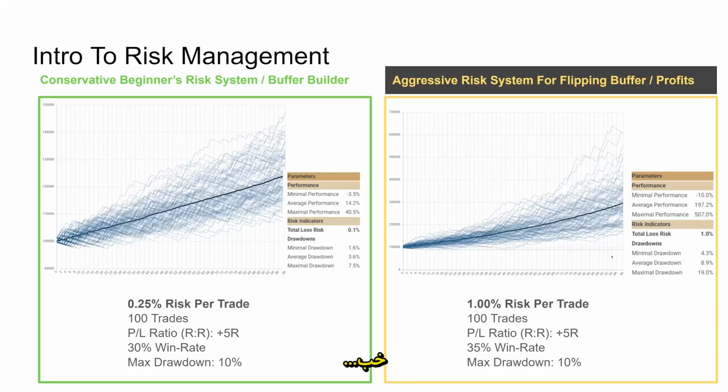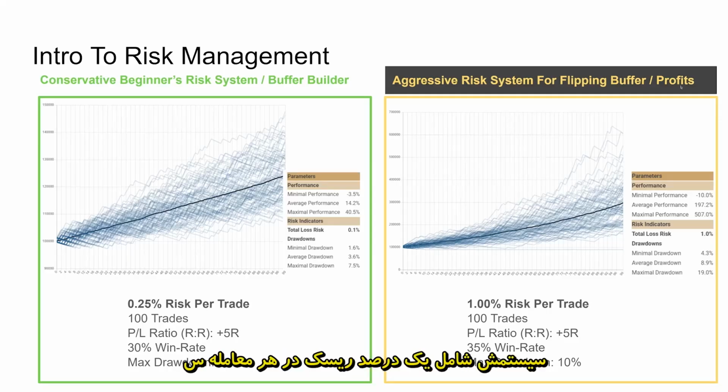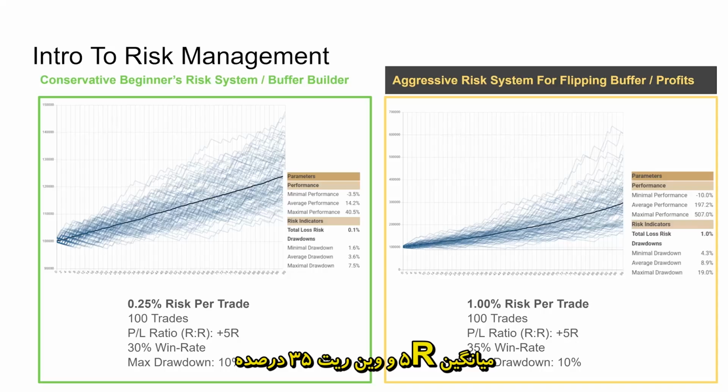Now, if we look at an aggressive system for flipping buffer and profits and stuff, again, listen, I really want to give you guys a warning with this. This is not for beginners. I don't even do this myself. I know some of the traders on the team do it, and I think it's fantastic, which is why I'm including it in here. I think it's something that's worth noting. But look, it's a 1% risk per trade system, average of 5R, right? Our win rate, 35%, right? It requires a little bit of a higher win rate.